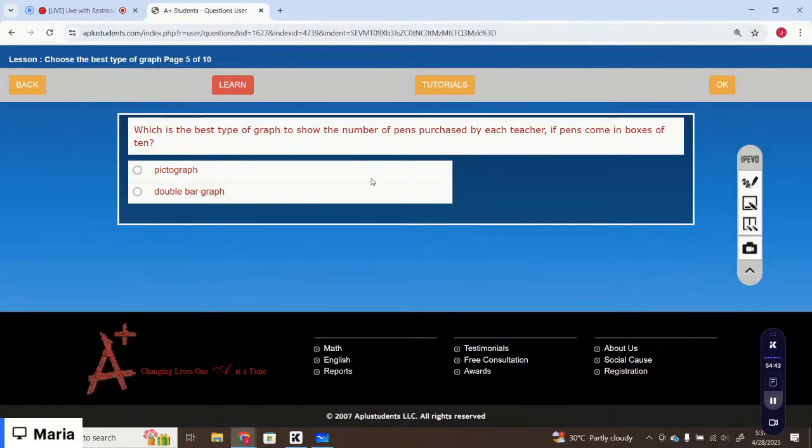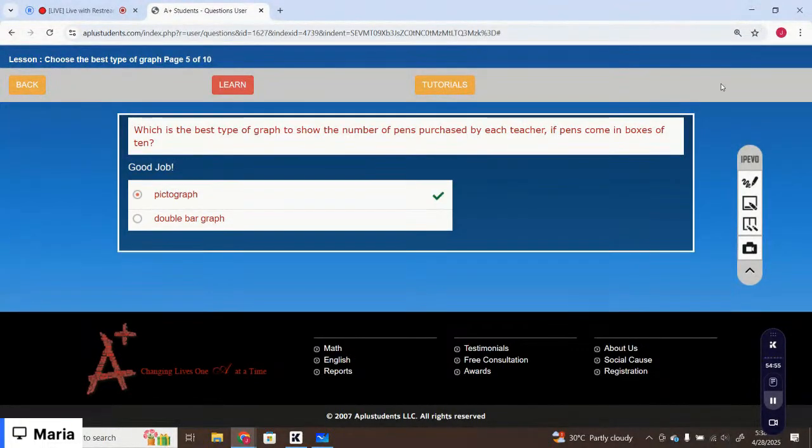Which is the best type of graph to show the number of pens purchased by each teacher if pens come in boxes of 10? That is pictograph. Option number one is the correct option.